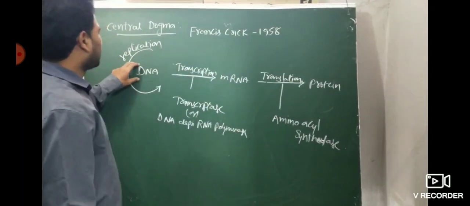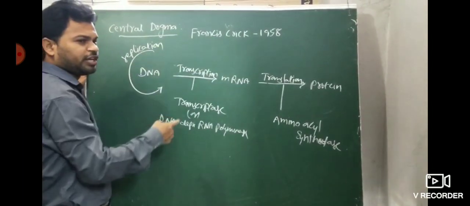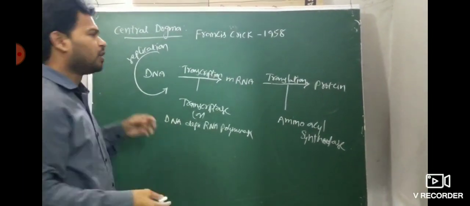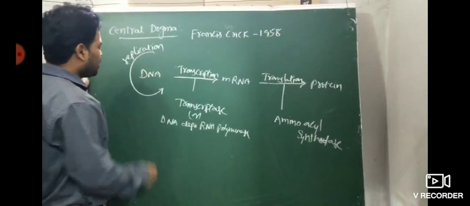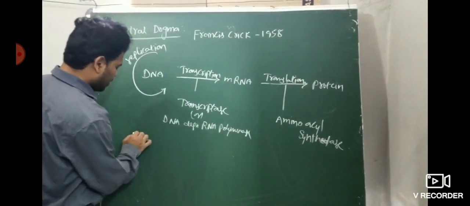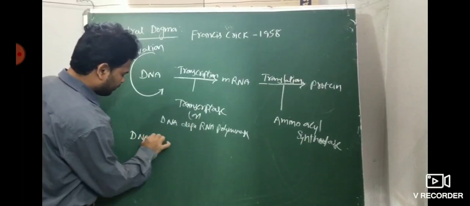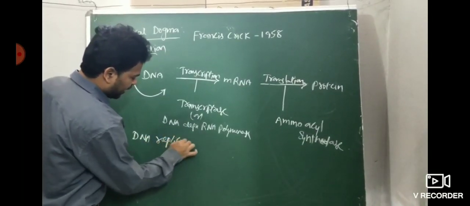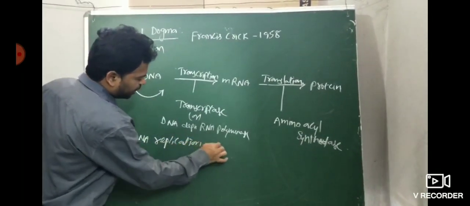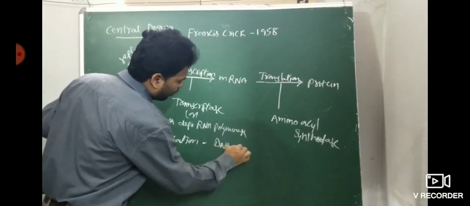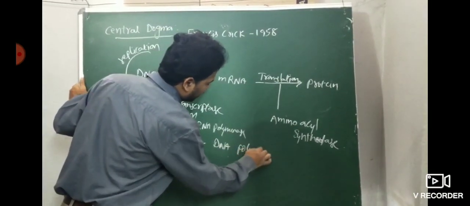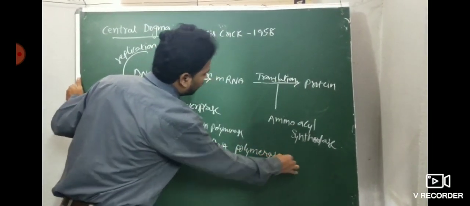Then replication means DNA to DNA. DNA gives another copy of DNA. So that is the process of replication. The enzyme involved in DNA replication is DNA polymerase, the DNA dependent DNA polymerase enzyme.